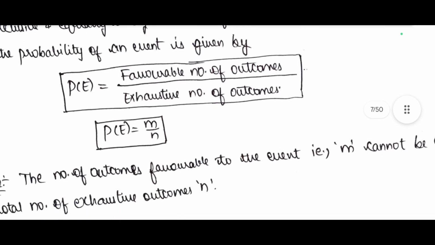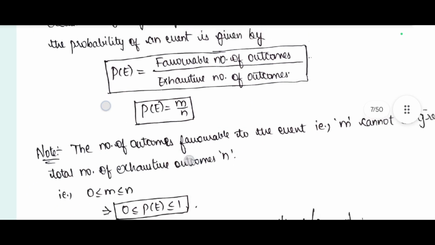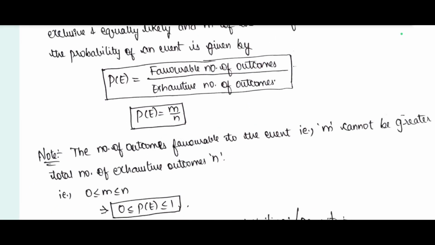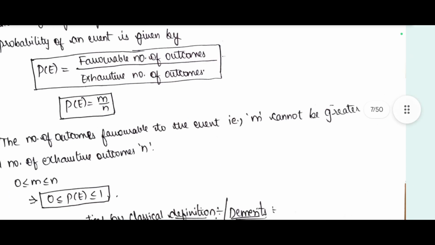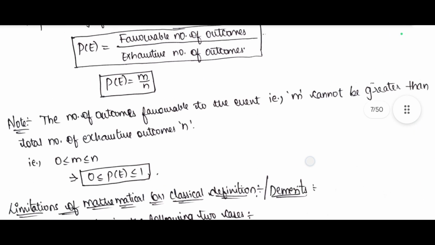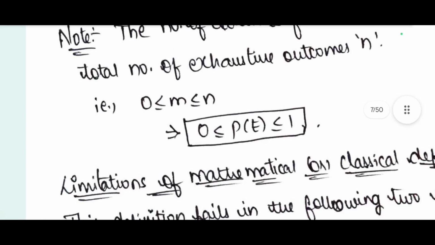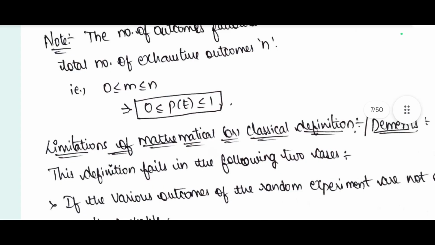The probability of E is equal to m divided by n. Note, the number of outcomes favorable to the event, that means m, cannot be greater than the total number of exhaustive outcomes, because the probability always lies between 0 and 1, the certainty condition of the probability. So 0 is less than or equal to m, which is less than or equal to n. Very important.